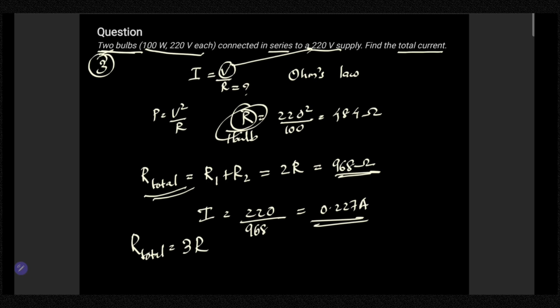This applies if the ratings are the same. If there are different bulbs with different power ratings, then we won't use this equation. But here the value of the resistance is the same because same rated bulbs are used. You have to keep that in your mind. That's it. We'll go to the next question.